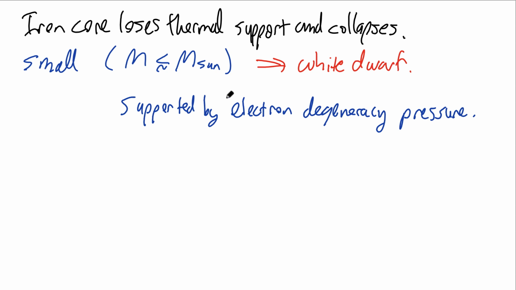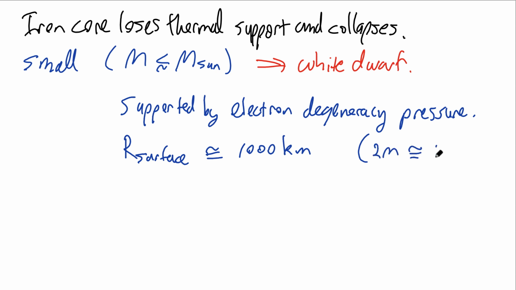The typical mass of a white dwarf star is about 1 times the mass of the Sun, and typical radius of the surface is about 1,000 kilometers. So this is still well below 2m. So 2m for a white dwarf would be about 1.5 kilometers. This would be the horizon of a black hole of the same mass. Now, if the star has a mass greater than the mass of the Sun, then electron degeneracy pressure isn't strong enough to prevent it from further collapse.